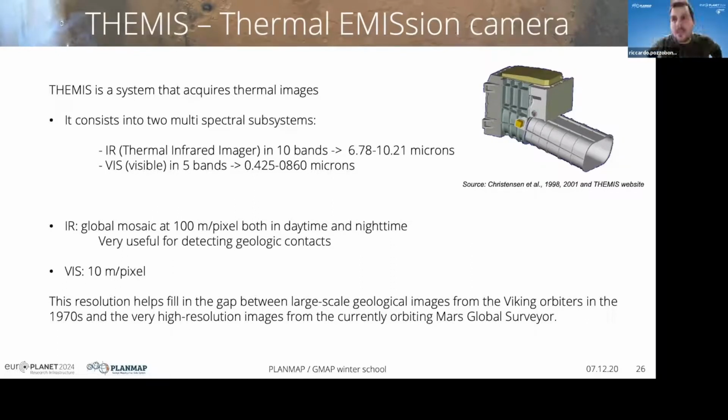So the THEMIS camera is another imaging system that has been orbiting since the early 2000s. It is able to observe the surface of Mars in thermal bands, so imaging, but also in the infrared. You see here some details about the camera. It was able to provide a global mosaic at 100-meter pixels. And the interesting thing is that we have a global mosaic both in the daytime and in the nighttime. And this is interesting because we can really distinguish the thermal response of the minerals or of the rocks between night and day, so how much heat they can retain or release.